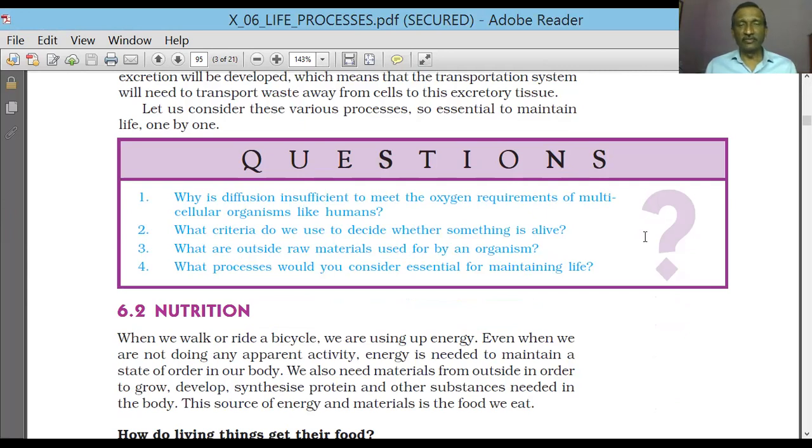This will be taken from the diffusion. Then the body also requires food. It has to give out waste. And in the lower organisms, when I was talking about the area-volume ratio, I said all these things are actually absorbed by the surface. But in a complex body like a human being, this process of diffusion through the surface is not sufficient.